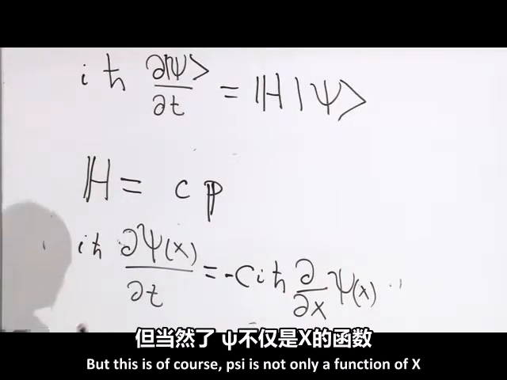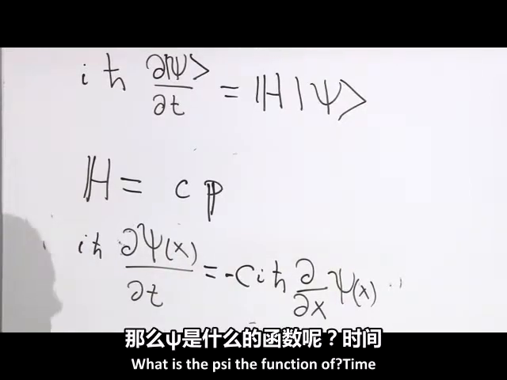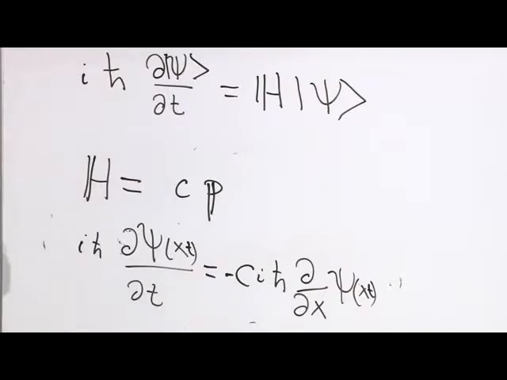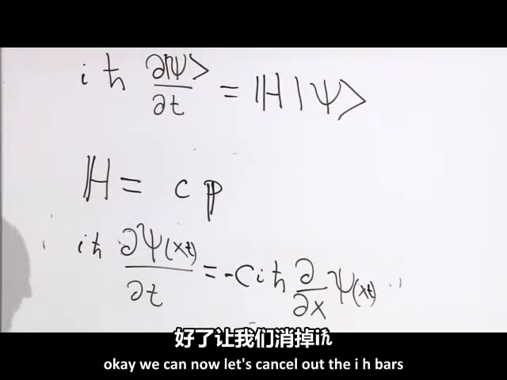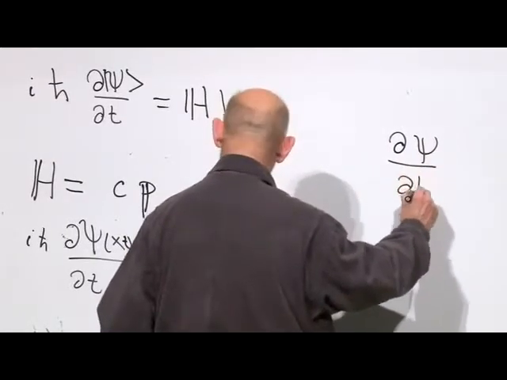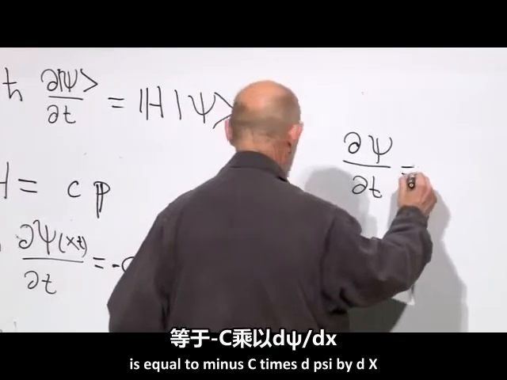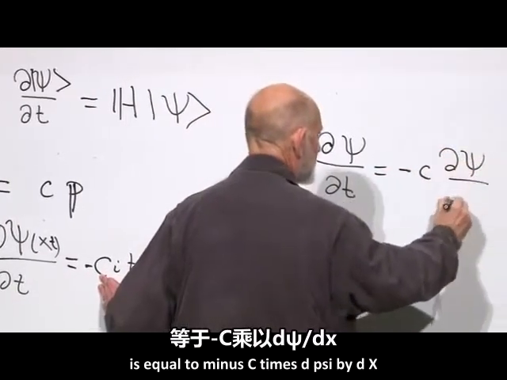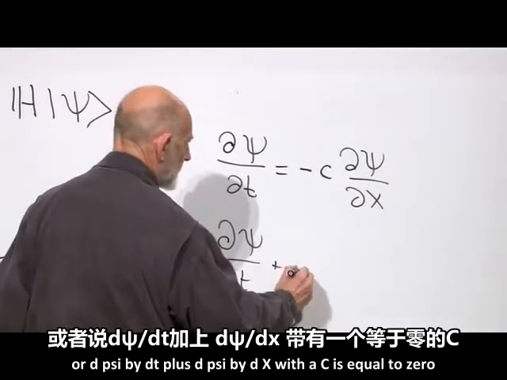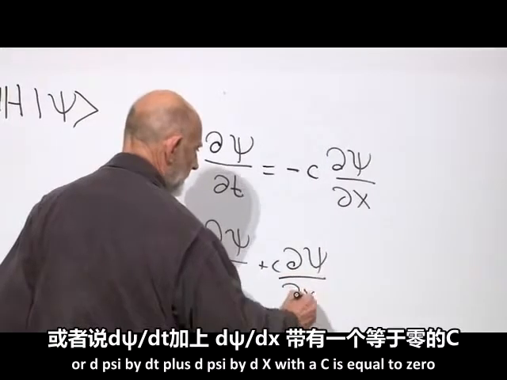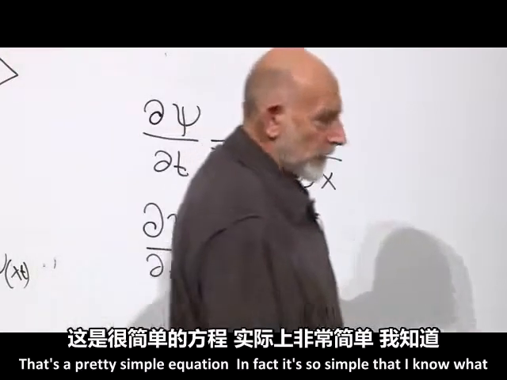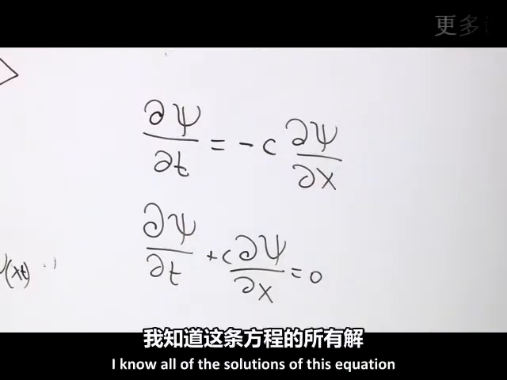Of course, psi is not only a function of x. What is psi a function of? Time. It's a function of time because in general a state vector changes with time, that's all. Okay, let's cancel out the i h bars, and I just get d psi by dt is equal to minus C times d psi by dx, or d psi by dt plus C d psi by dx is equal to 0. That's a pretty simple equation. In fact, it's so simple that I know not only what a solution is, I know all of the solutions of this equation.